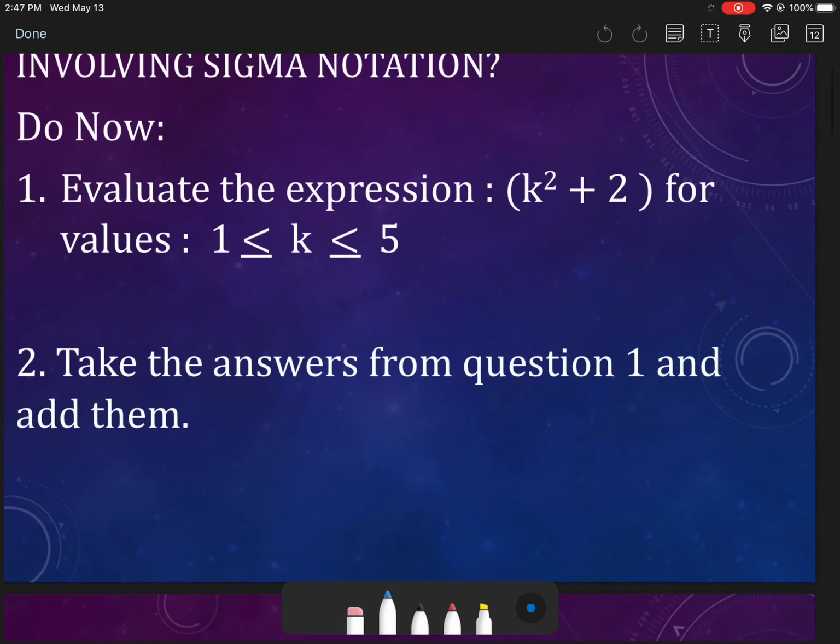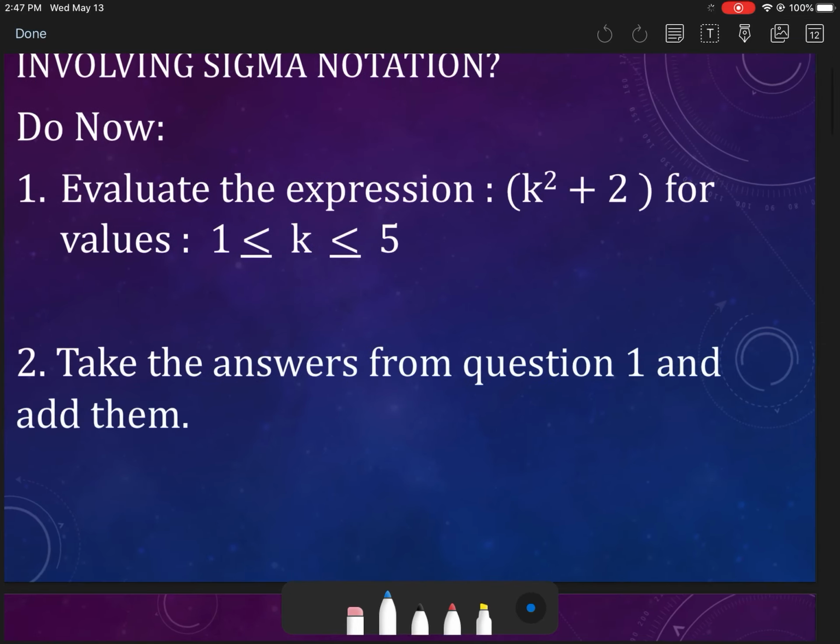Take the answers from question 1 and add them. So we're going to take 3, 6, 11, 18, and 27, and you're just going to add them all up. I'm going to do this on my calculator. All right, you should have gotten 65. And that's it. If you can do that, then you can evaluate using sigma.